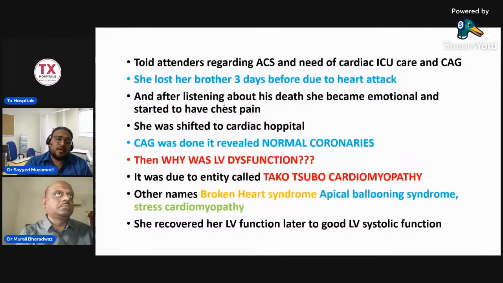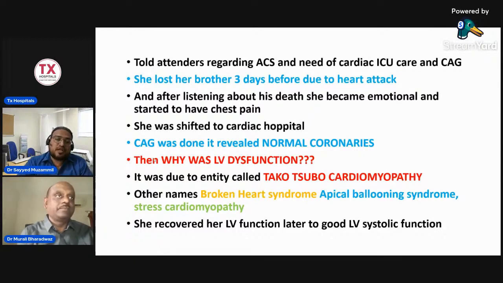So in social history, I found that she lost her brother 3 days before the heart attack, and after listening about the death of her brother, she became very emotional and she started to have chest pain. So she was admitted to a secondary hospital. After stabilization, we did coronary angiogram and we found that she was having normal coronaries.